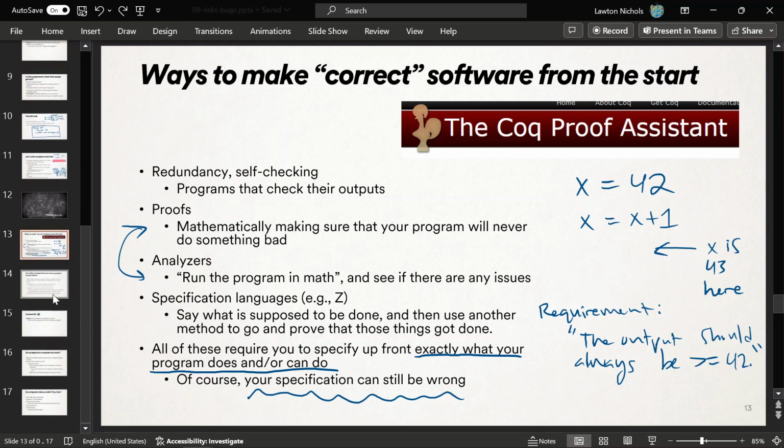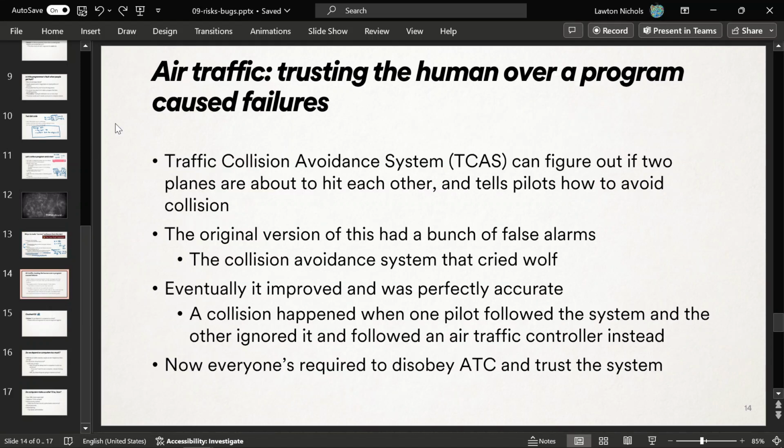So those are fun examples that maybe you'll study further one day if you become a computer science major. So there is a way to make correct software, though, and a great example of that is in airplanes. Here's an anecdote, an example of airplane software. The people controlling the airplanes in the sky, air traffic controllers, came up with something new. They came up with a device that you put in every airplane, and it tries to figure out if two planes are about to hit each other, which is a very important thing to have in an airplane these days.